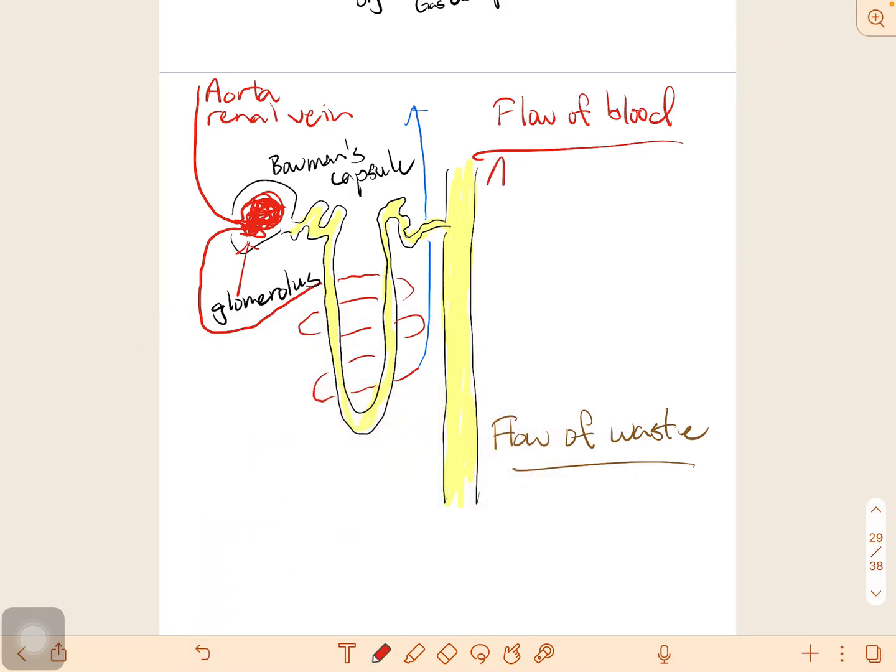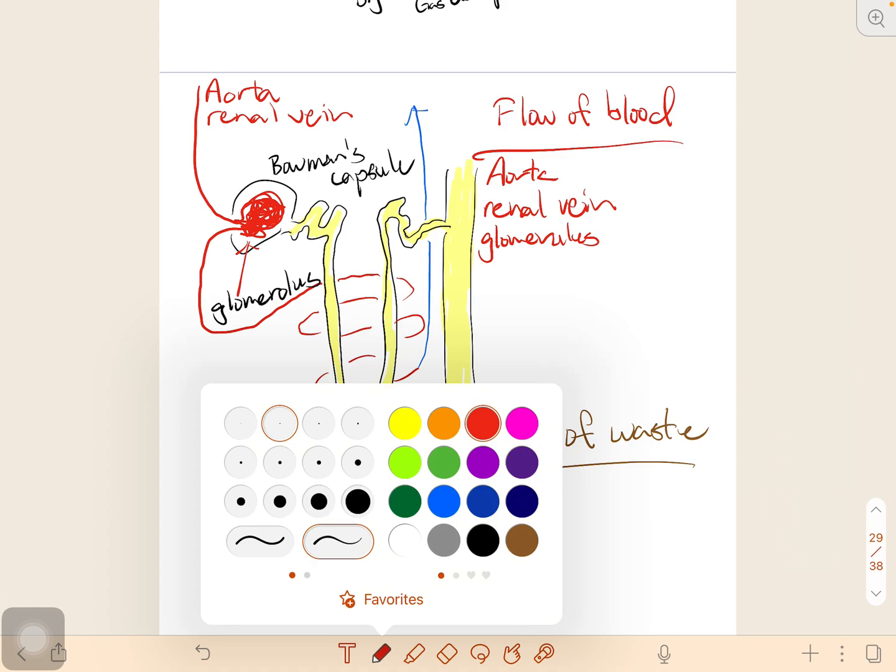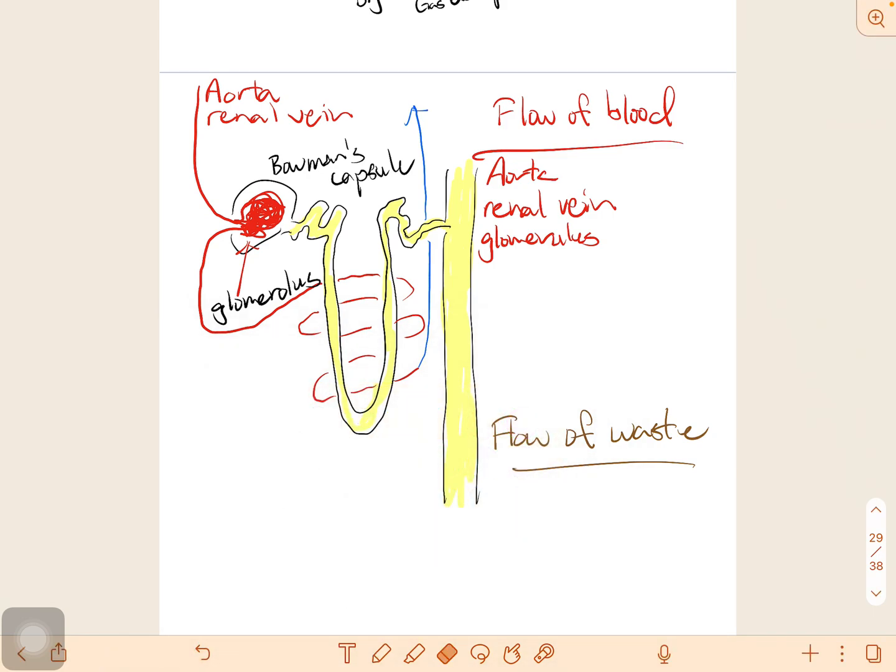So in the flow of blood, you've got the aorta, you've got the renal vein, you've got the glomerulus, all right? Path of wastes, same deal. Same deal for the path of wastes, okay? Aorta, the renal vein, and the glomerulus. Now, like I said, this is where they split.